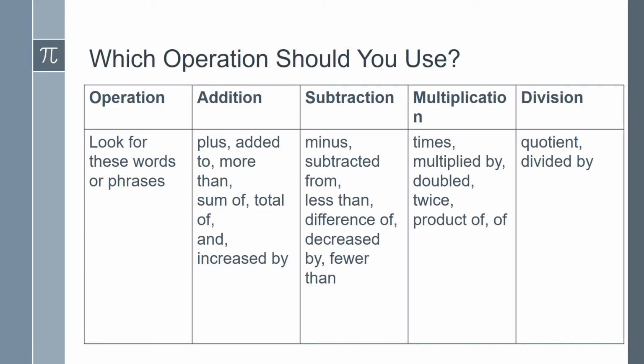For multiplication, you might see something along the lines of times, multiplied by, doubled, twice, product of, or just the word of. And for division, some keywords and phrases are quotient and divided by.